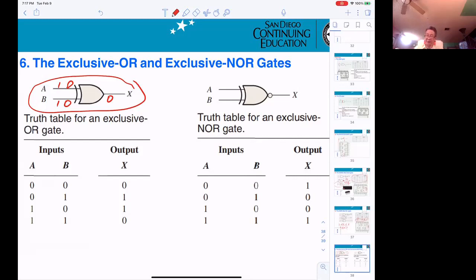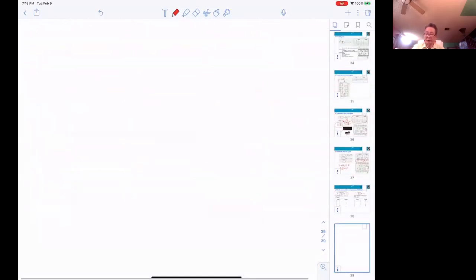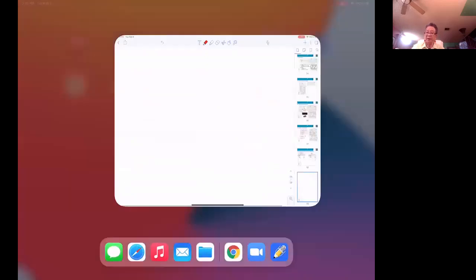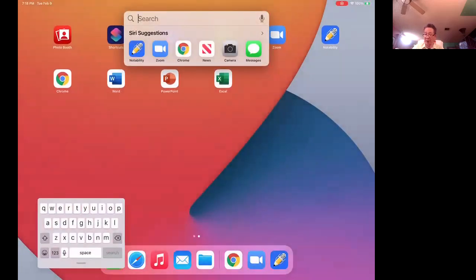What I want you to do is make sure you go into the handout. Next time I give you an exclusive OR and give you the inputs, either 1 or 0, you can tell me right away what the output is. Don't have to look at the truth table. Then we can do a lot of things. So that is for today.